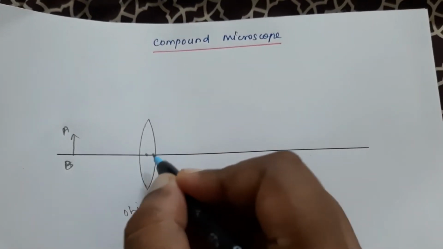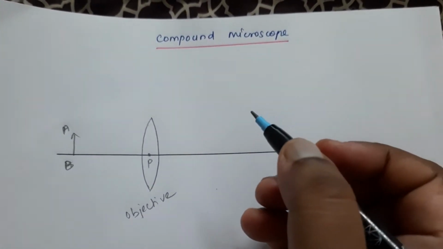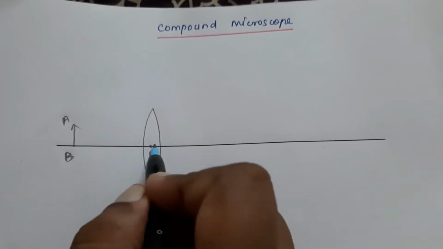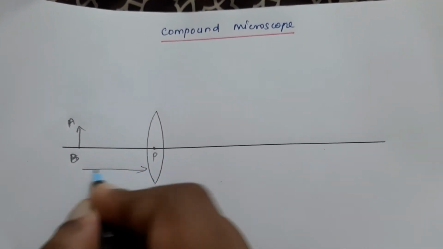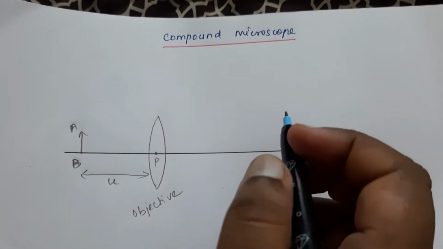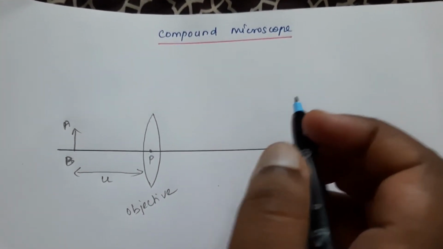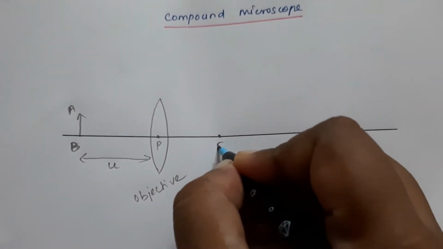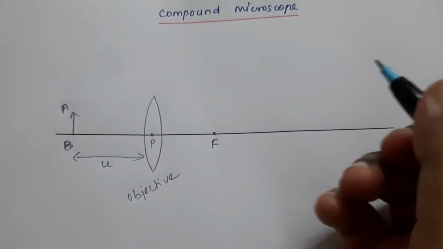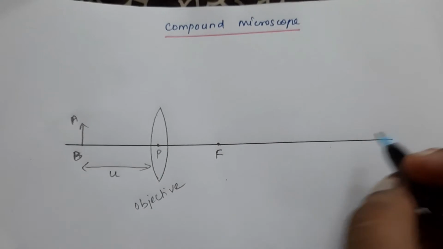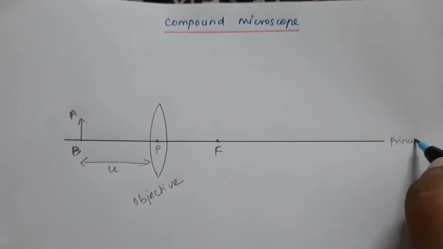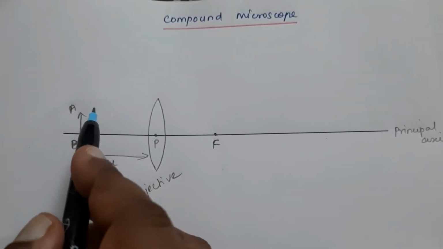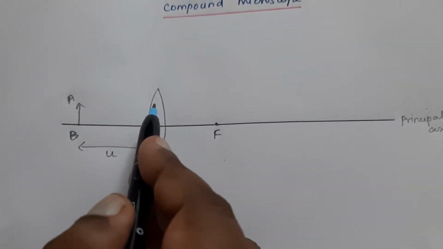Now this is the optical center of the lens. The distance between the optical center and the object is the objective distance, so this distance is U. Now the focus of this lens is here. This line is called the principal axis.